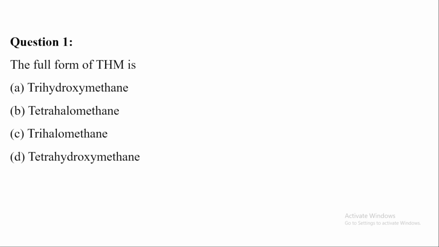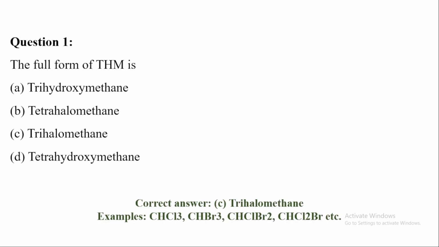So, question number 1, the full form of THM is. This is a very simple question. If you have gone through the lecture series, you would have seen THMs are nothing but trihalomethanes. The answer for this question is C, trihalomethane. But what do we mean by trihalomethane? We all know methane is CH4, so 4 hydrogen atoms are attached to the carbon atom. When we say trihalomethane, that means 3 of the hydrogen atoms are substituted with halogen atoms.